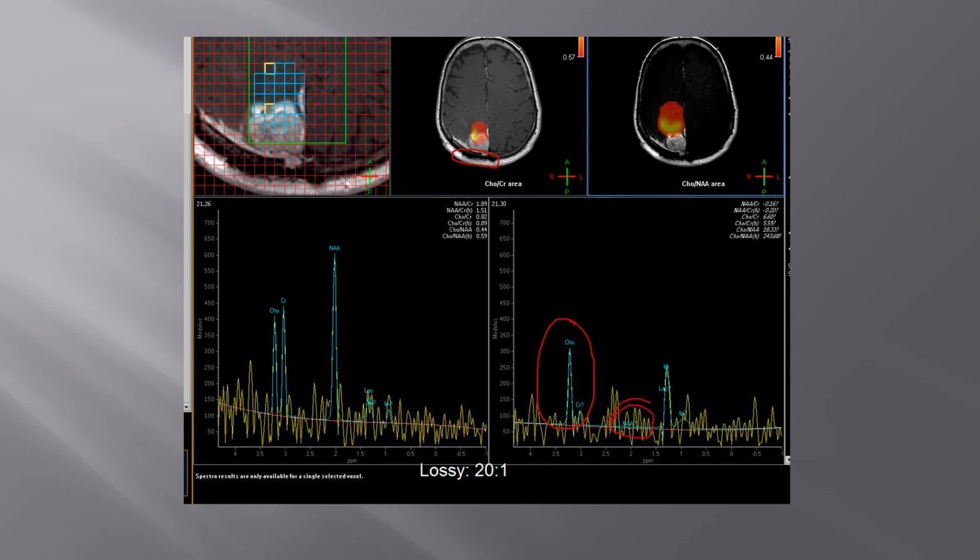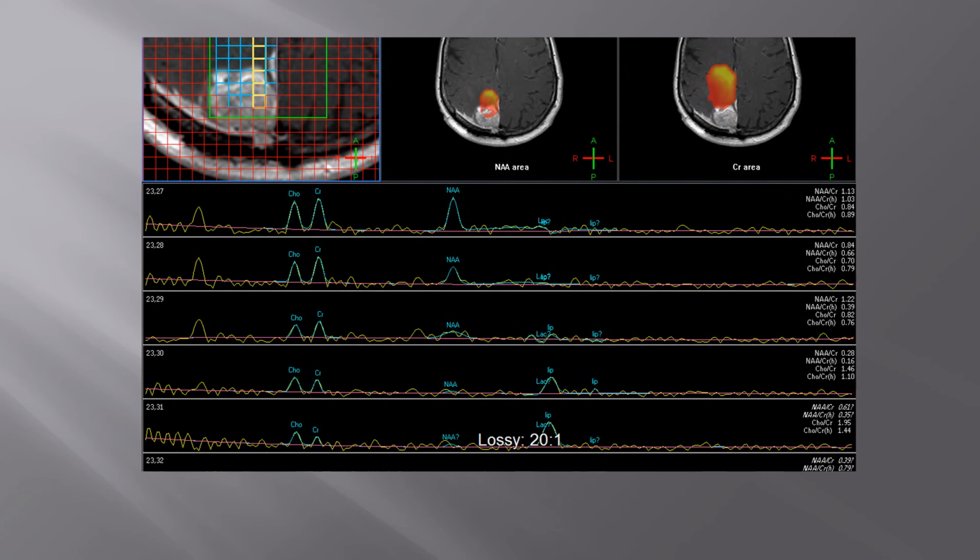Your NAA is basically 0, and you do have a little lipid lactate peak. Now your choline is relatively elevated. You'd really like to see it maybe a giant peak bigger than your normal brain. So this spectrum is from here. This spectrum is from here.